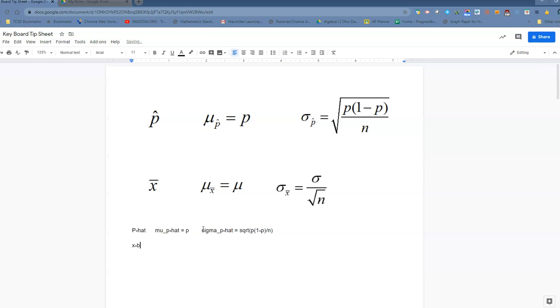And then again, x bar here, just type in x bar, mu underscore, so that's your sub, x bar, pretty easy to do here, equals mu and so forth. So it's really not that bad to type this stuff. And again, that's why having the keyboard tip sheet will really come in handy.